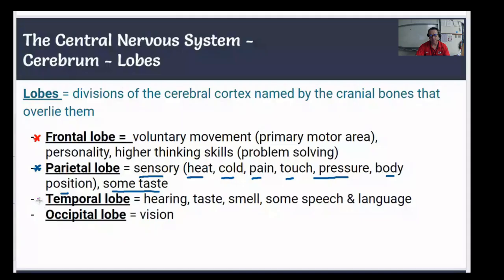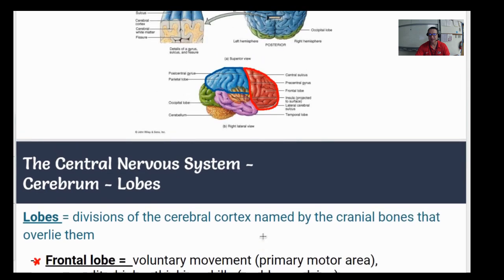And the next one is the temporal lobe. It's for hearing; the primary auditory cortex is located in the temporal lobe. Taste, remember, that's the gustatory area. Smell, so olfactory. Your sense of smell comes from your nose and it's going to connect with your temporal lobe. And also some speech and language. All right, so let's see where that's at. Here are your temporal lobes on the side of your cerebrum. Right here in purple, that's all the temporal lobe.